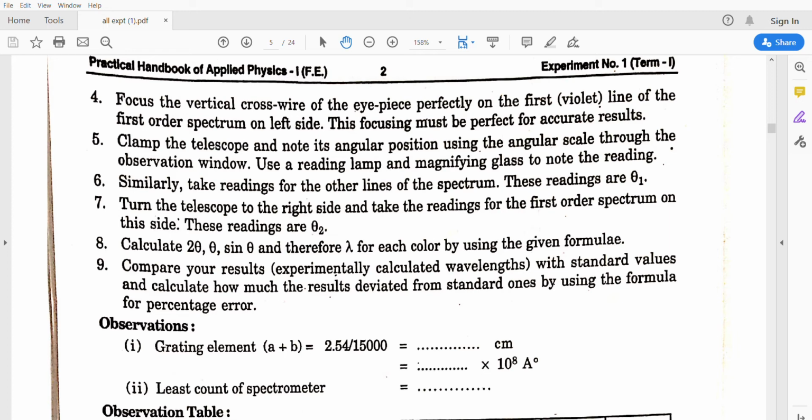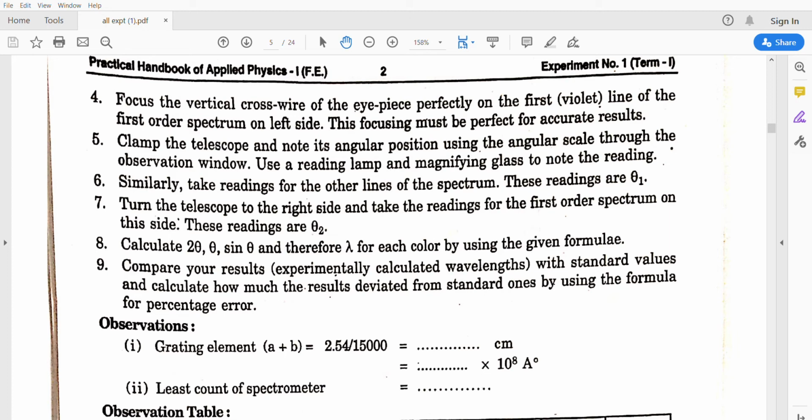You have to take the main scale reading, move the cross wires onto the colors present on the left side, and keep on one particular color and take the reading for the main scale and the vernier scale, same as the before process. Those readings taken on the left side are taken as theta 1, and the readings taken on the right hand side are taken as theta 2. From that we need to calculate the wavelength.